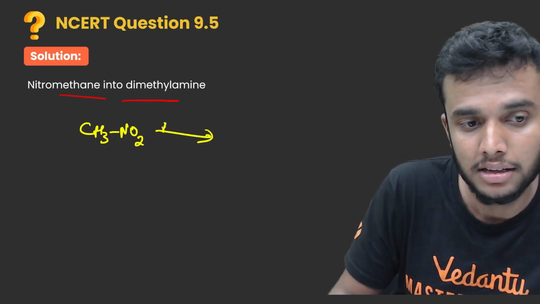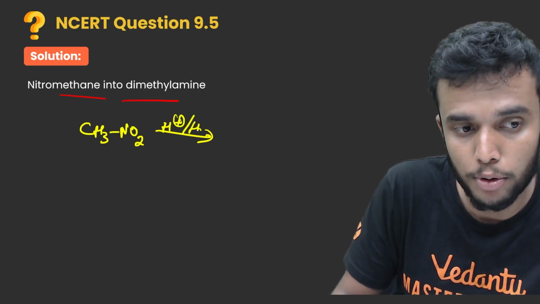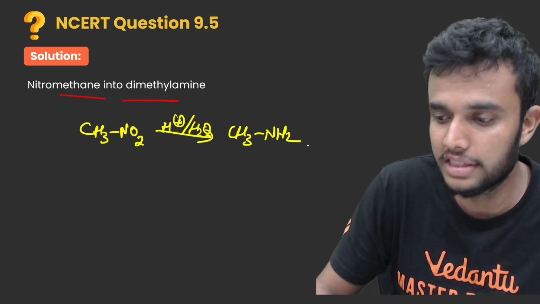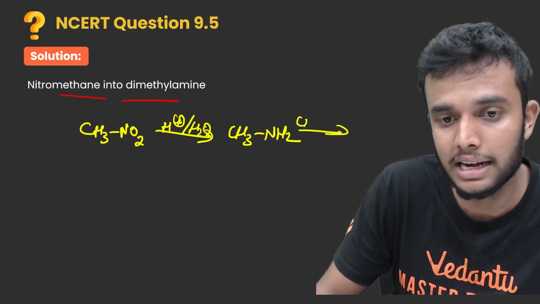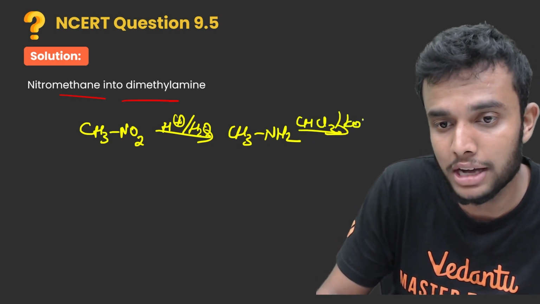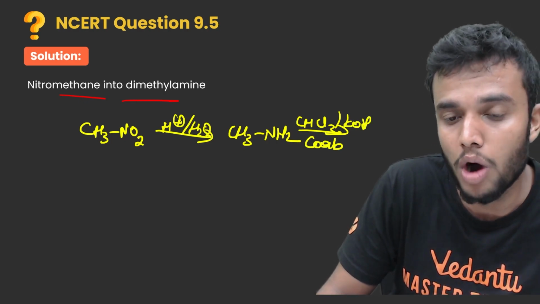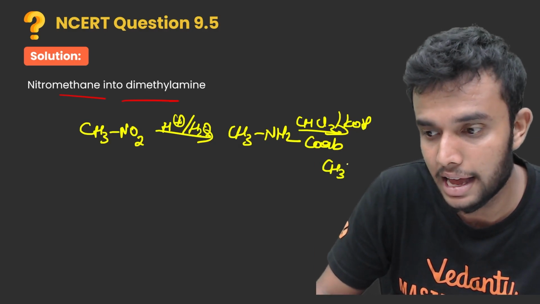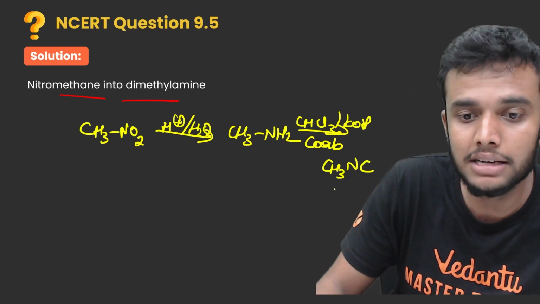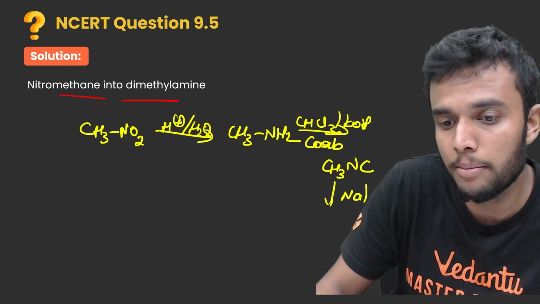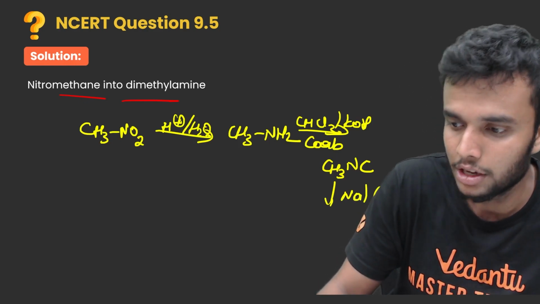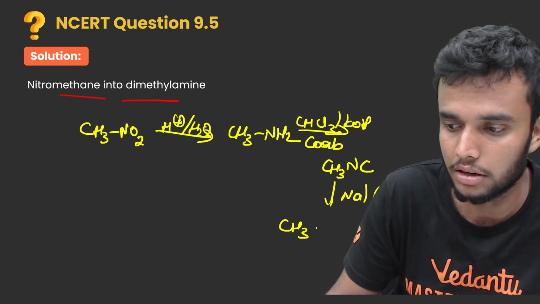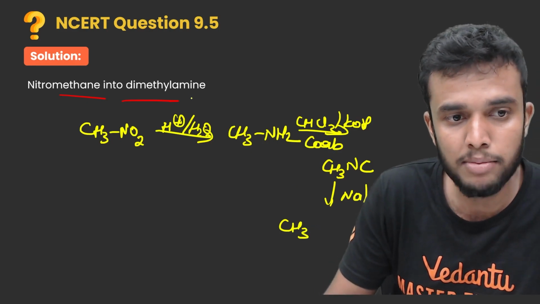First step, we can easily identify. The first step is a reduction step. If we reduce, what do we get? We get the amine group. Then next step, it is reacted with chloroform in the presence of KOH. It's nothing but the carbylamine test. What will it yield? An isocyanide compound, CH3NC, right, students? Next, it reacts with sodium in the presence of C2H5OH to yield the dimethylamine compound.